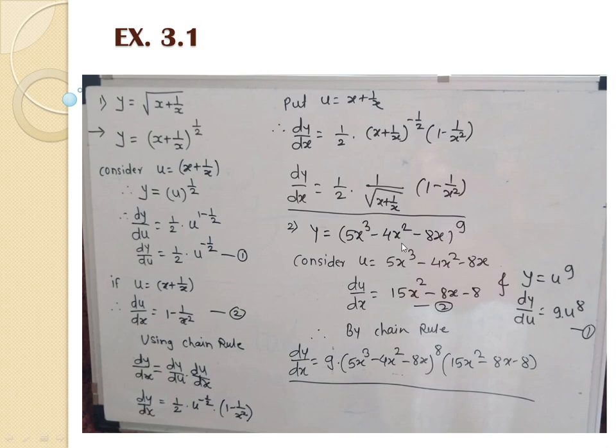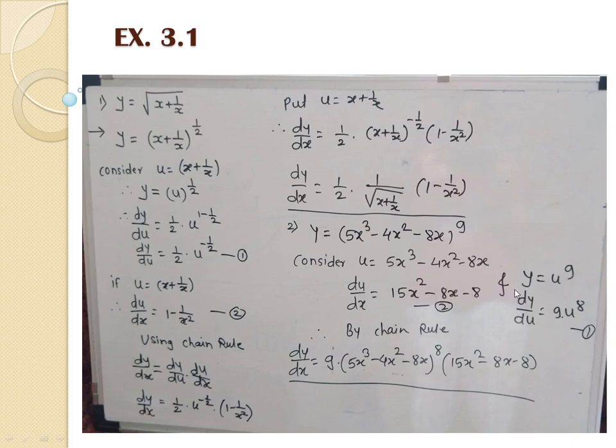Here again, function within a function. So consider this term as u. Now find the derivative of u with respect to x. So du by dx is equal to derivative of 5x cube. 5 is constant, so it is 5 as it is, and derivative of x cube is 3x square. So 5 into 3, that is 15x square, minus derivative of 4x square is 8x, minus derivative of 8x is 8.